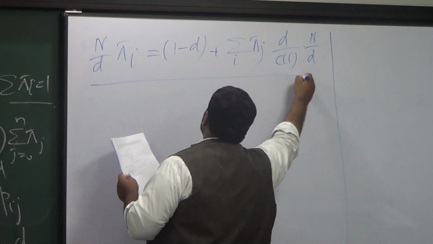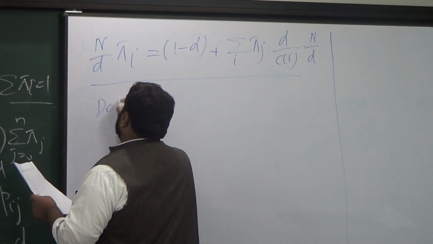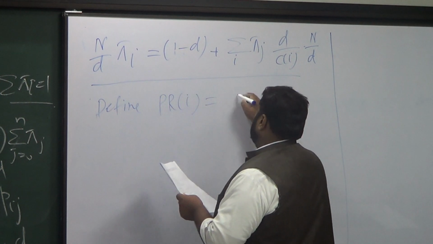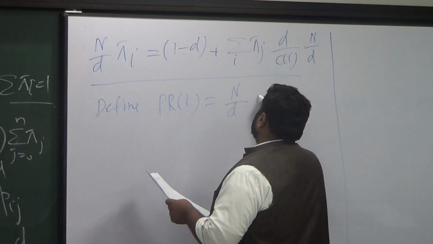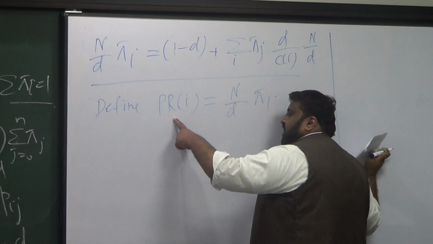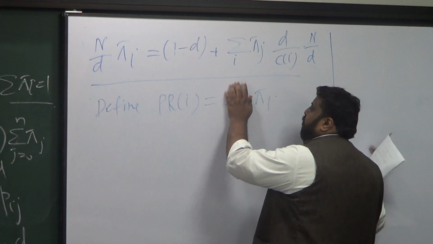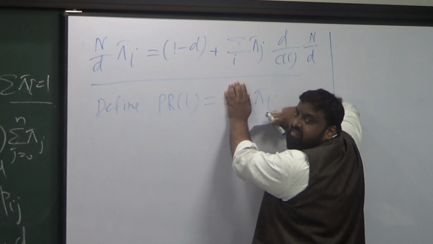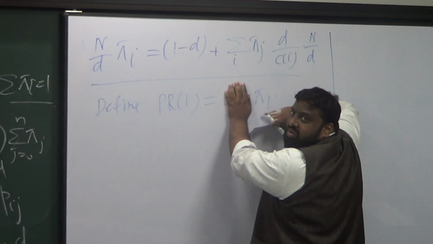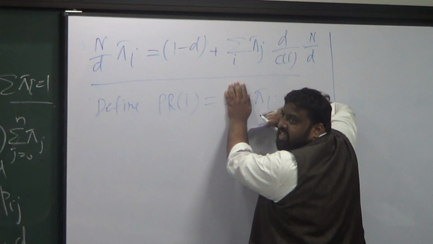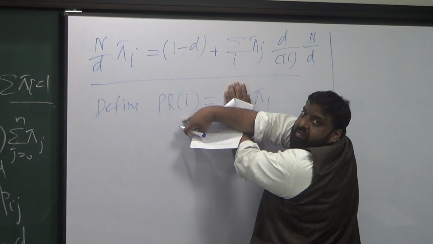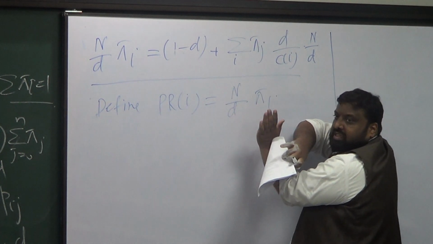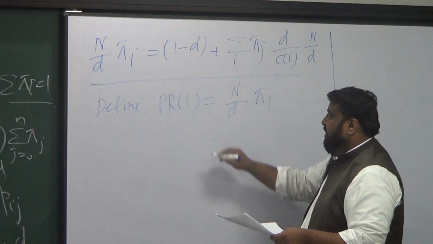Okay. Now, let me define the PageRank of the website I as n over d pi I. In other words, the rank of the state I is proportional to the long-term probabilities actually. The more long-term probabilities you have, in other words, the more probability you have that the random surfer is going to stay in the state I, the more important the website is going to get. Are you getting the point? So they are proportional, and d is the constant of proportionality. So that's what I'm defining.